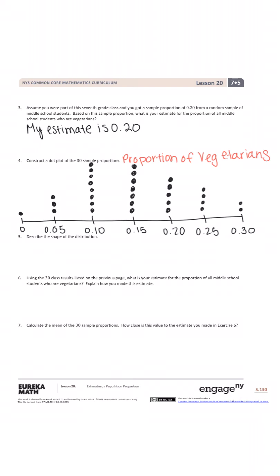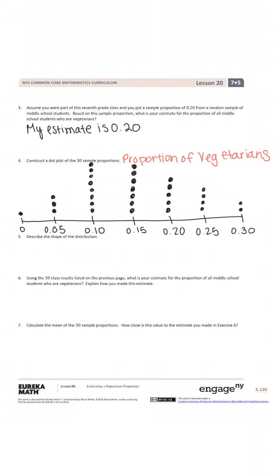Now that we have all this data and we've plotted it in our dot plot, exercise 6 asks us, using the 30 class results listed on the previous page and above, what is your estimate for the proportion of all middle school students who are vegetarians? Explain how you made this estimate. I want you to take as much time as you need to really consider the sample proportions.